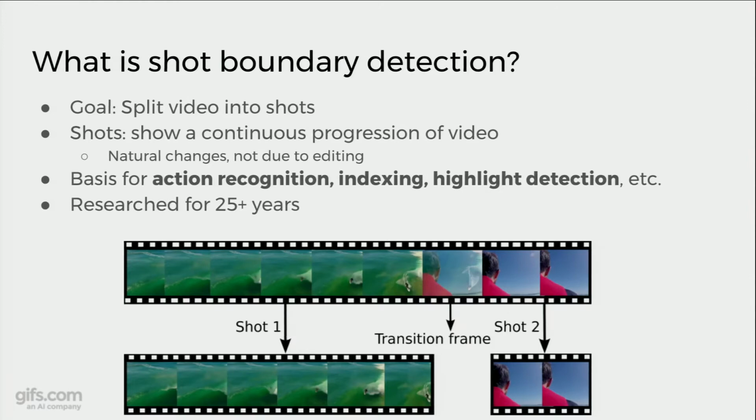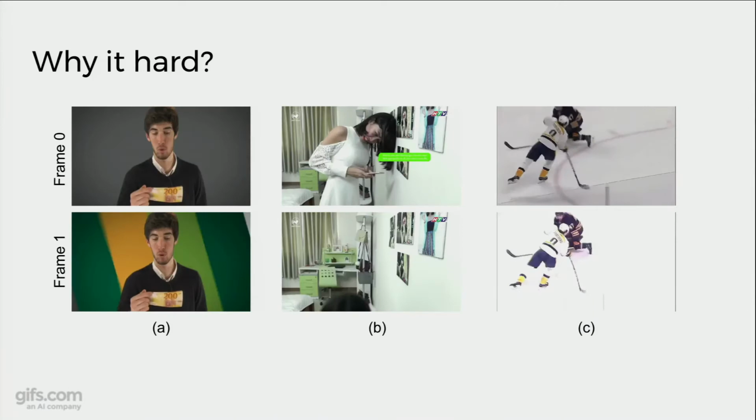And this is important because it is useful for action recognition, it's used for video indexing, and also actually, as I'll show you later, it's used in highlight detection. And as such, it's really an important pre-processing step. That is also why it has been researched for more than 25 years. And you would think that, after 25 years, for a simple task like this, it should be solved. But that's not the case, and here's why. It's actually pretty hard.